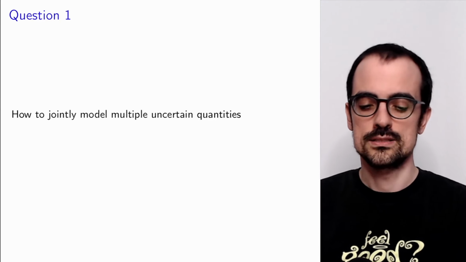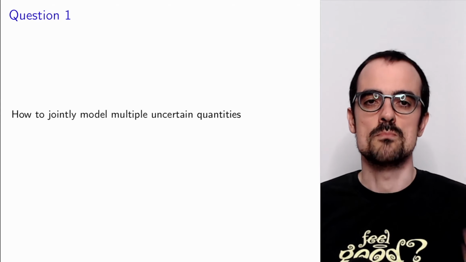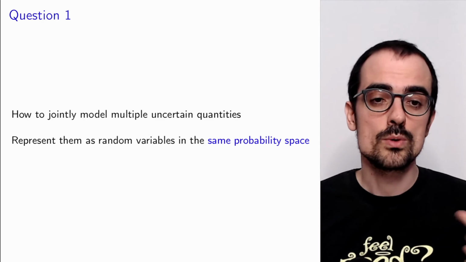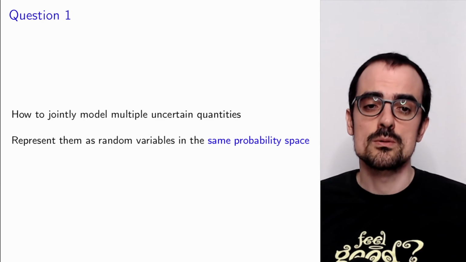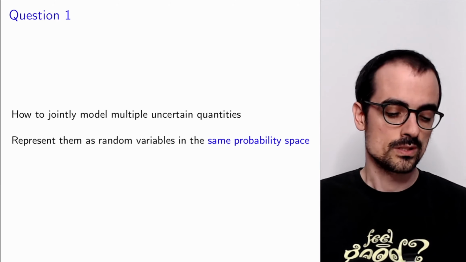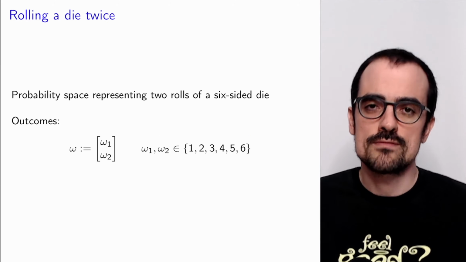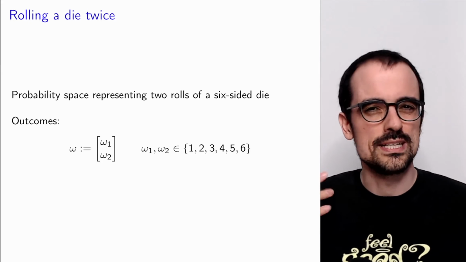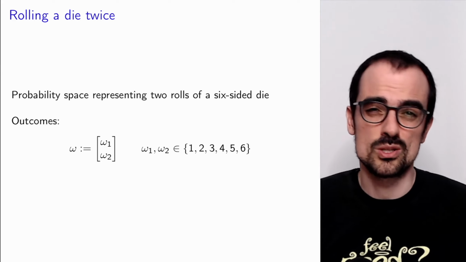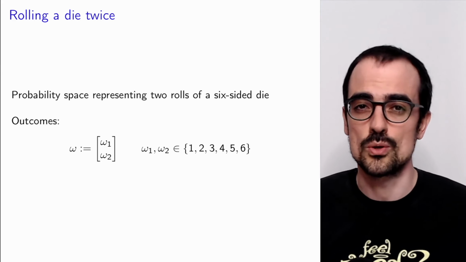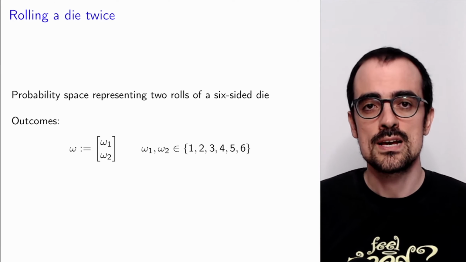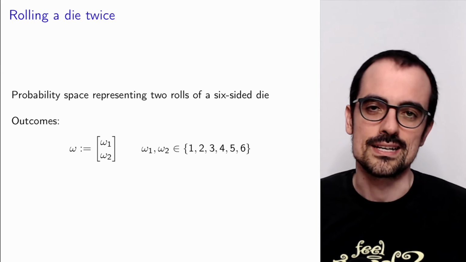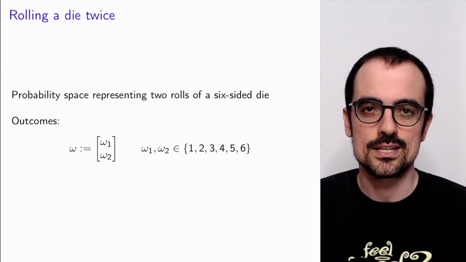All right, so the first question is, how do we jointly model multiple uncertain quantities within the same probabilistic model? The way we do this is we represent them as random variables in the same probability space. Every time we deal with random variables, we have to deal with the fact that mathematically they're functions, which sounds really strange, but when we actually use them, we don't really use them as functions. If you're a data scientist, you just think of them as variables that are described by probabilities.